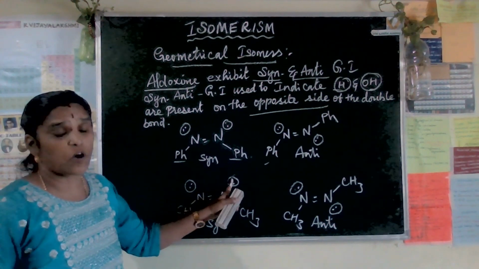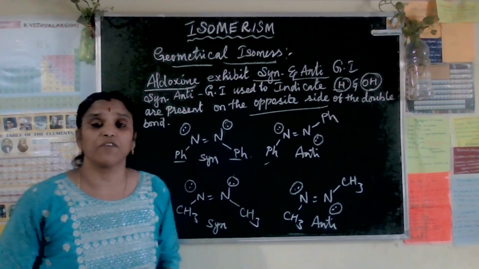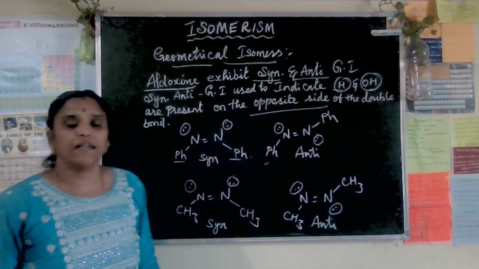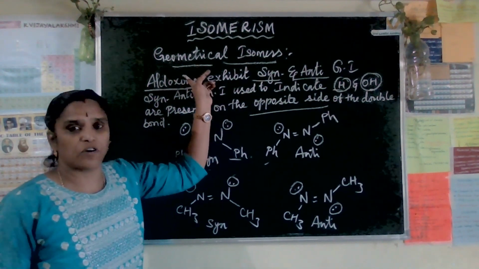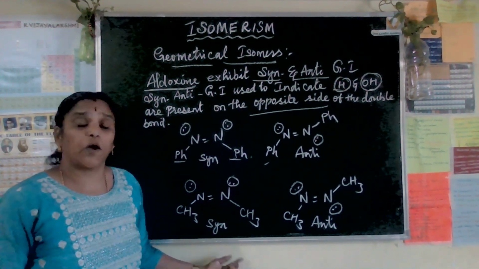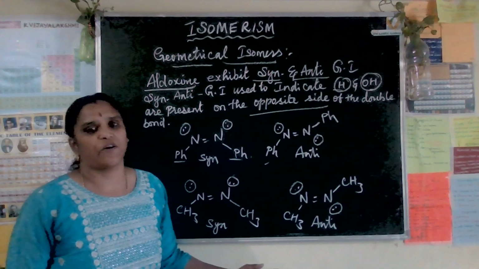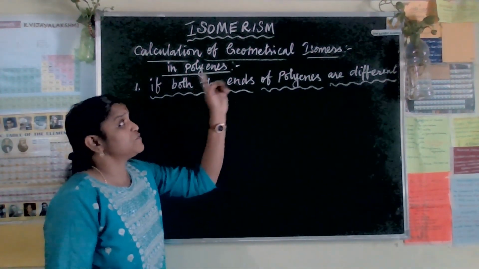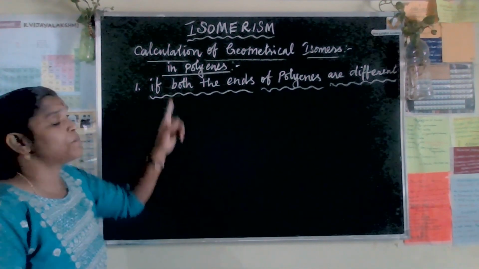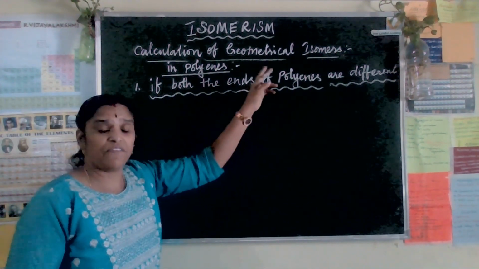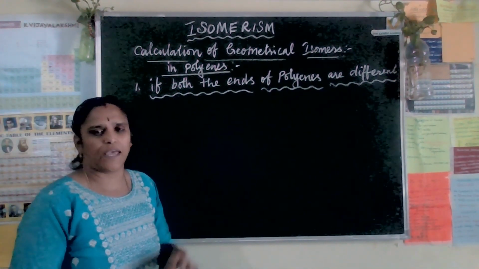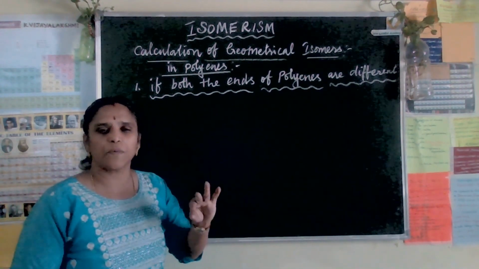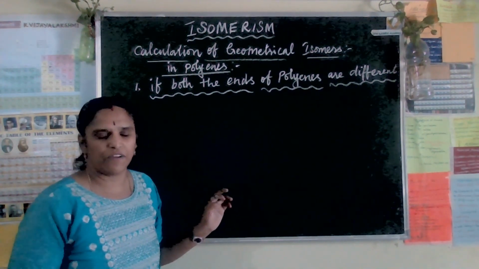This is diazo compounds, and the first one we have gone through is syn and anti aldoxime. Hope you're clear with it. Now the next thing we are going to see is the calculation of geometrical isomers in polyenes. It's a very important question. There are 3 points to be noted, and one by one we will go through them.